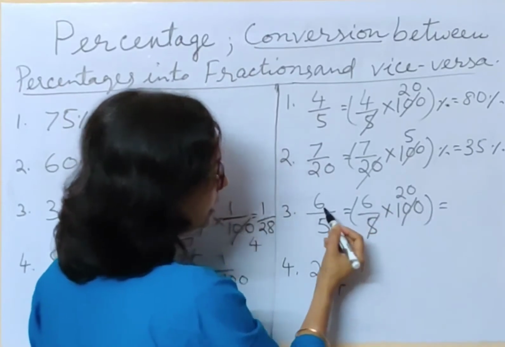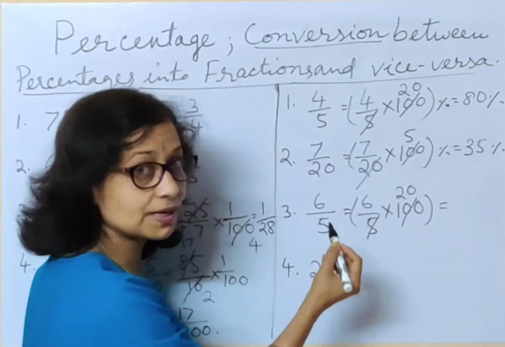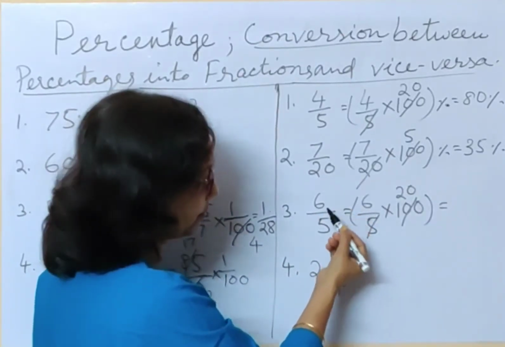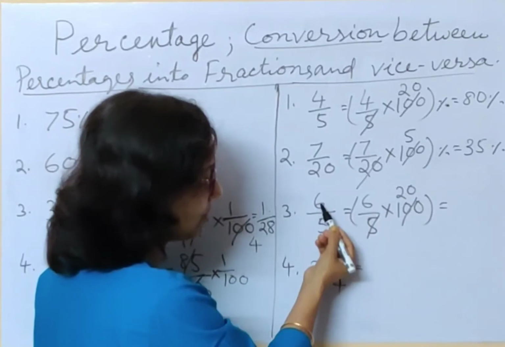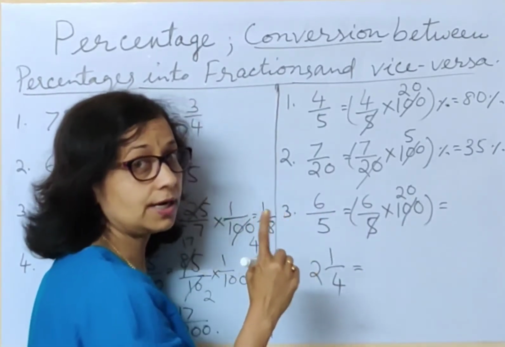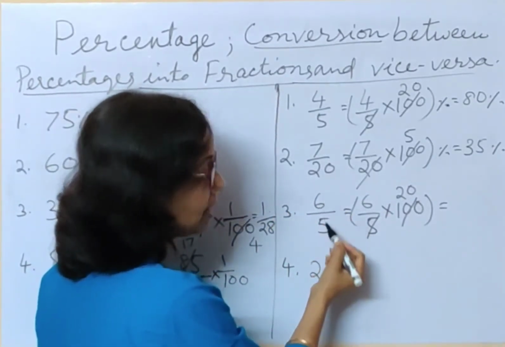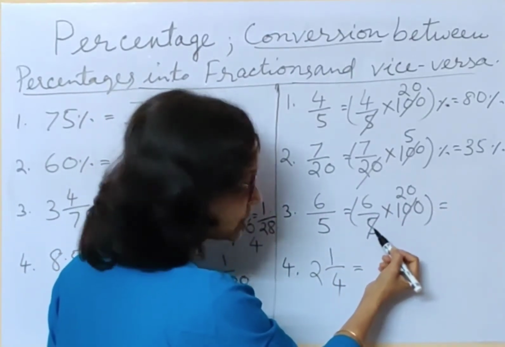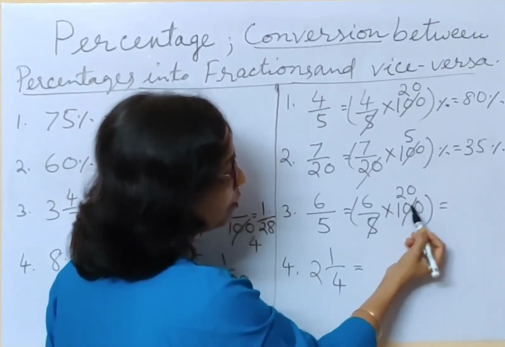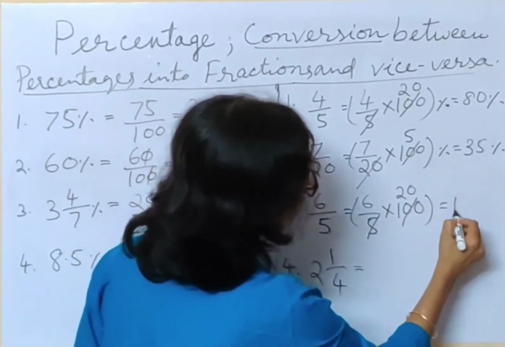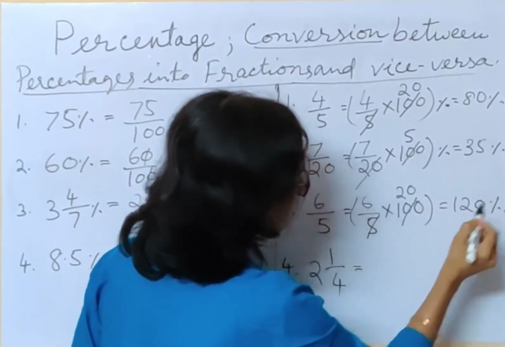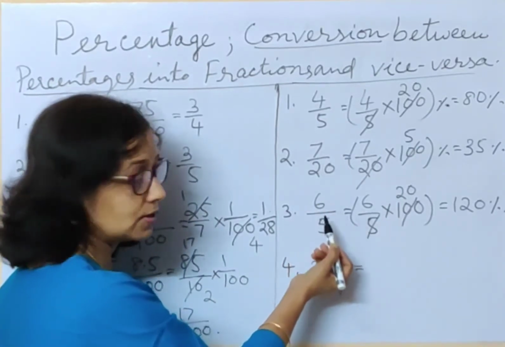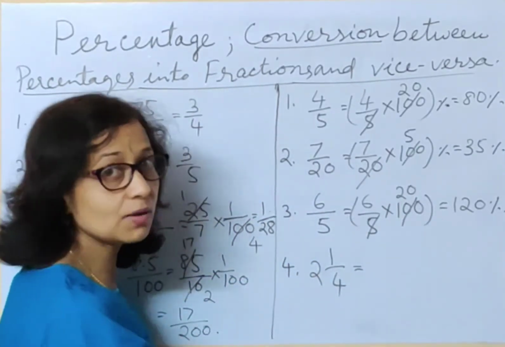Now you can see 6, the numerator, is bigger, so the percentage will also be a bigger number, because more than 100 will come. For 6 by 5, there is already one whole, and then 1 by 5. So 6 by 5, we wrote the fraction and multiplied by 100. Now 5 goes 20 times. So 6 20s are 120%, because it is already more than 100. You have more than 1, so that is why 120%. You will get a bigger value.